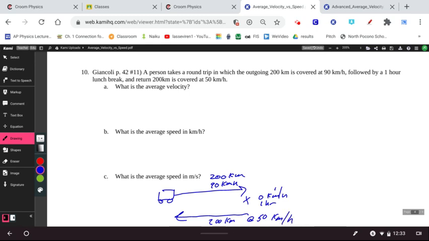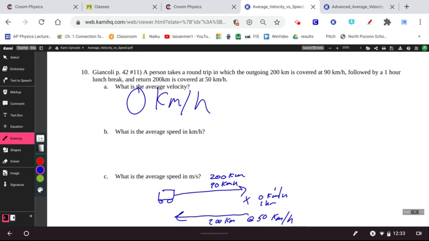And you're like, well, wait a minute. They returned to where they came from. How is that possible? What is their average velocity? They didn't displace themselves. It's 0, right? It's 0 kilometers per hour.